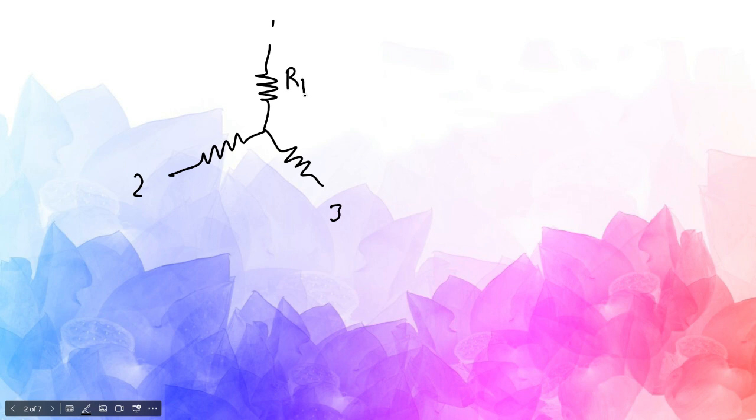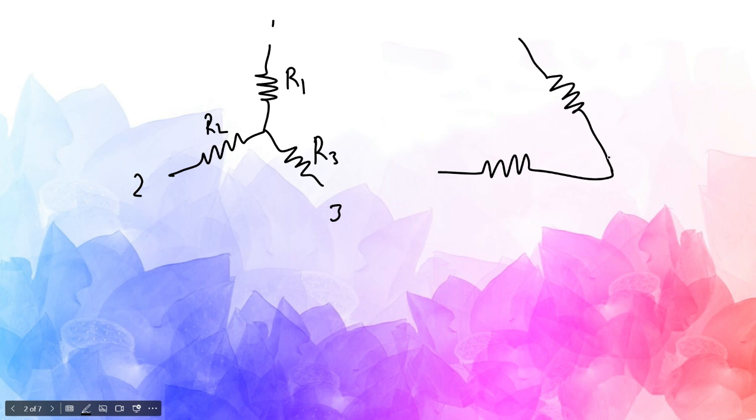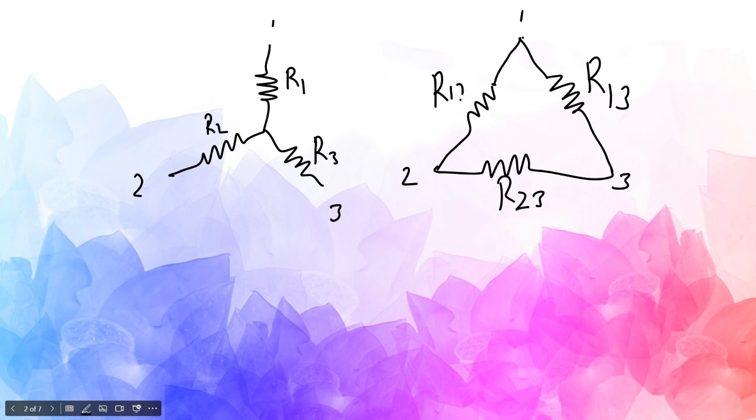Let's name it like R1, R2, and R3, and the delta circuit will look like something like this. So let us name it like 1, 2, and 3. So the resistances here are R13, R23, R12.